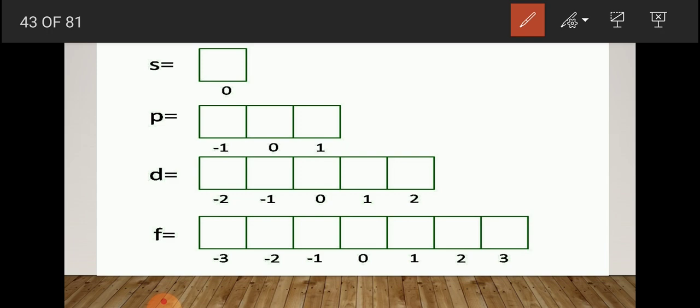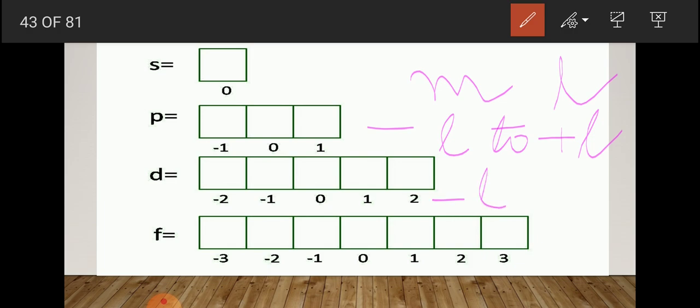And again, as you have seen that the azimuthal quantum number was connected with the principal quantum number, this magnetic quantum number is related to the azimuthal quantum number. The value of m depends upon the value of L. For a given value of L, the values of m are minus L to plus L, including 0, meaning minus L, 0, plus L.